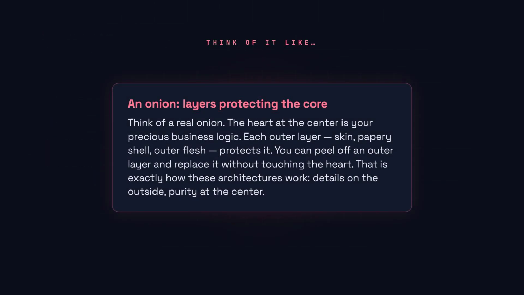An actual onion is the perfect mental model here. The innermost part is the most essential. It is what the onion really is. The outer layers are protective wrapping. In software terms, your domain model, your core business rules, sits at the center and knows nothing about databases or HTTP. The outer rings handle those noisy details, and they can be swapped or replaced without disturbing the heart.